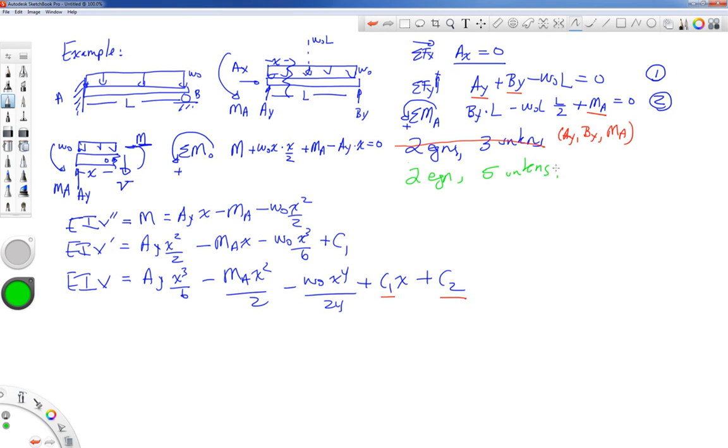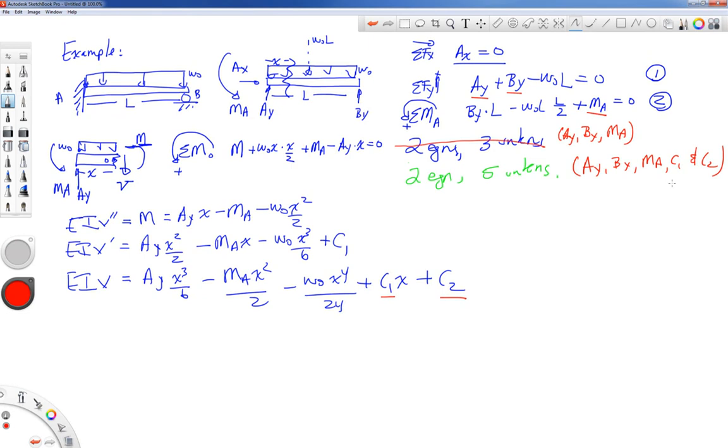And specifically, AY, BY, MA, C1, and C2. So in order to solve this set of equations, I'm going to need a total of 5 equations. I already have 2 from statics. I need to get 3 more. The additional 3 equations come from applying the boundary conditions.